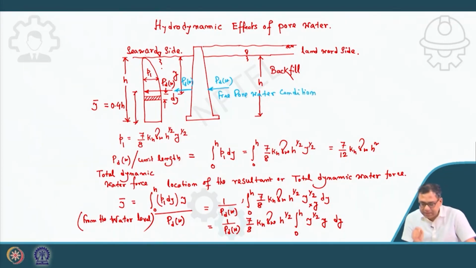Clear? But if it is resistant pore water pressure condition, then we will not consider the hydrodynamic water pressure or force in the backfill side. Clear? So, if it is free pore water condition, then we will consider the PWD, that means the dynamic water force, both in the landward side or the backfill side and the seaward side. But if it is resistant pore water condition, then we will consider it only in the seaward side, not in the landward side. Okay. So, that is one thing.